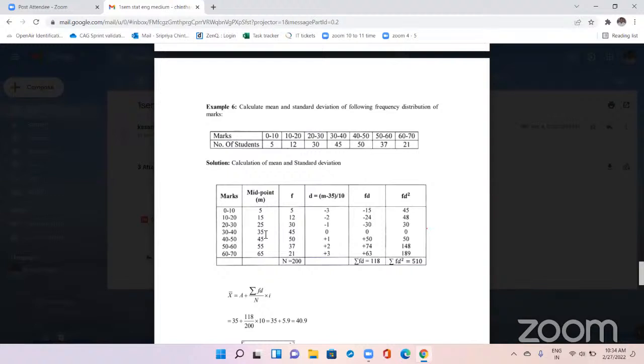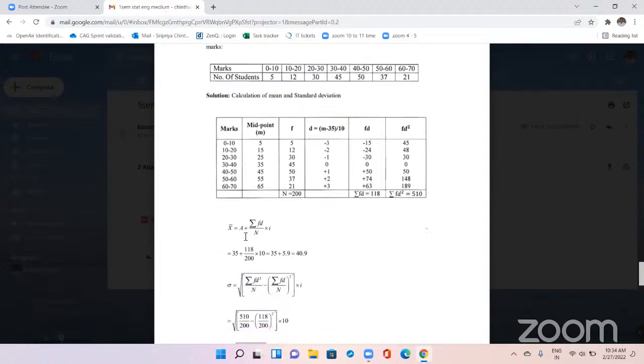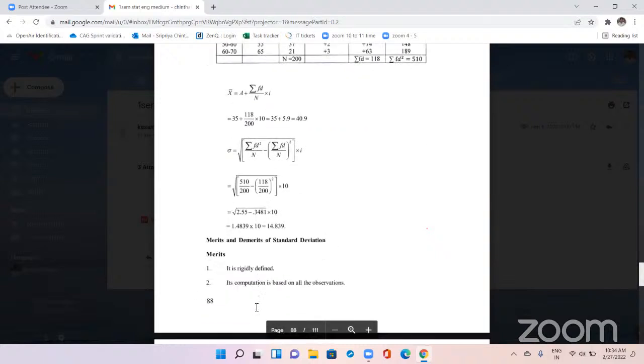With this middle value 35 you get the answer in nearly 4 to 5 minutes. If you take another value, it will take more than 4 to 5 minutes; 10 minutes go, 15 minutes go. So x bar is equal to a plus 1 by n sigma fd into i. This is the formula. The A value is 40.9, and you can calculate the arithmetic mean and standard deviation, which is 14.839. So this is the step deviation method. This problem is very, very important in the forthcoming semester examinations.